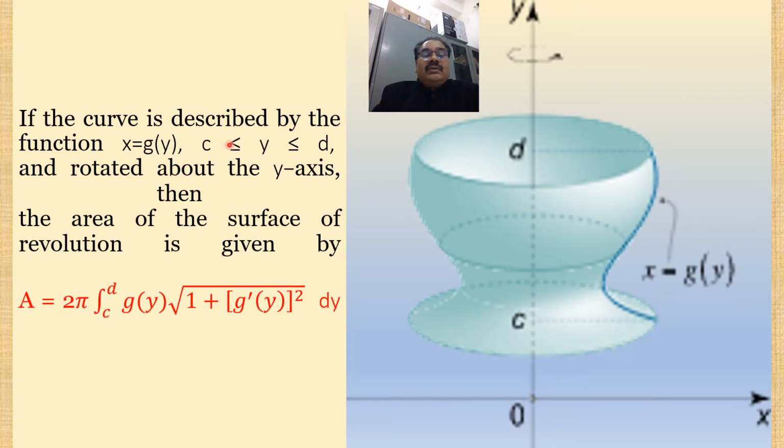Now, if the curve is described by the function x = g(y), where y lies between c and d, and is rotated about the y-axis, then the area of the surface of revolution is given by 2π ∫ from c to d of g(y) √(1 + g'(y)²) dy.